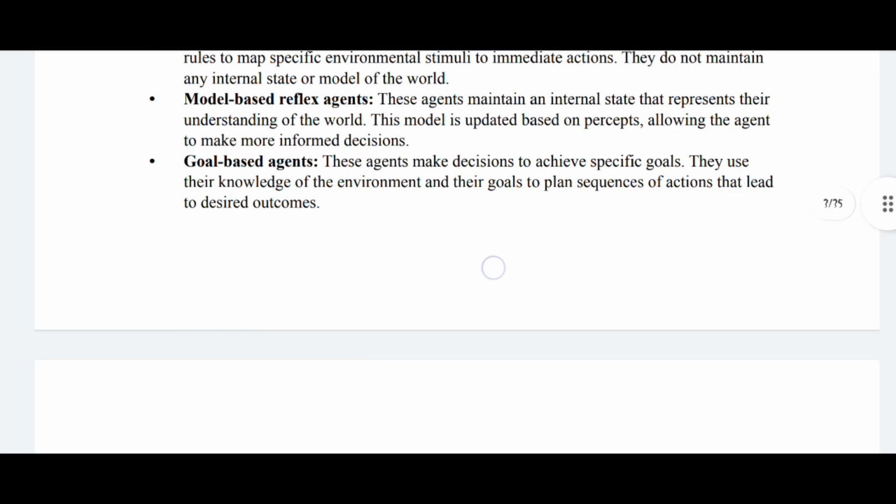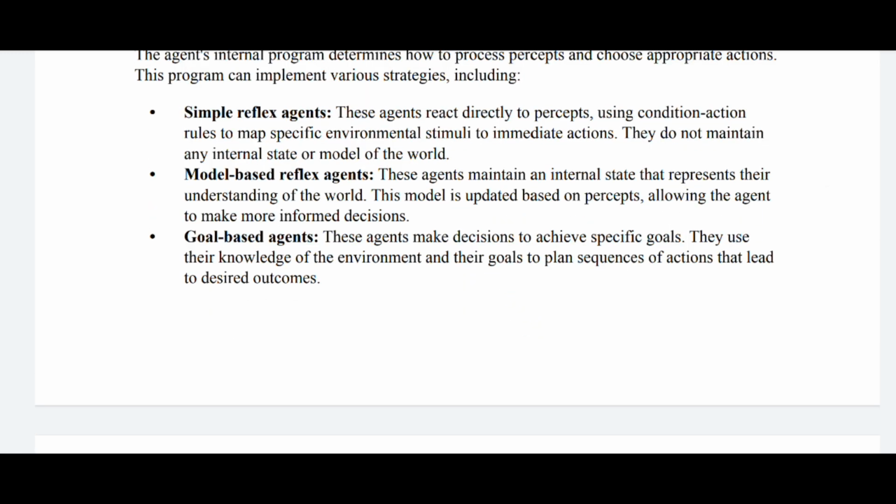Goal based agent. These agents make decisions to achieve specific goals. They use their knowledge of the environment and their goals to plan sequences of actions that lead to desired outcomes. In the model based reflex agent and simple reflex agent, there is no goal. But if we compare the goal based agent, there is an achievable specific goal, and there is knowledge also.